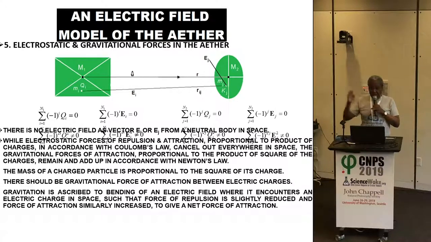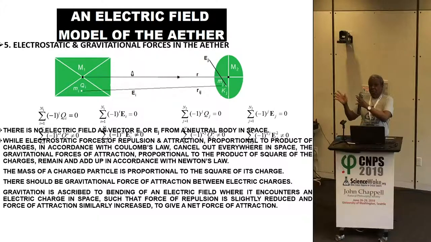If we have two charges here and there, the electric field from, let's say, charge A will interact with charge B. Now, we can assume that due to the presence of charge B, the electric field at the location of charge B is affected. So when the electric field from charge A interacts with charge B, we can assume that it is slightly changed in such a way that the force of repulsion is reduced.